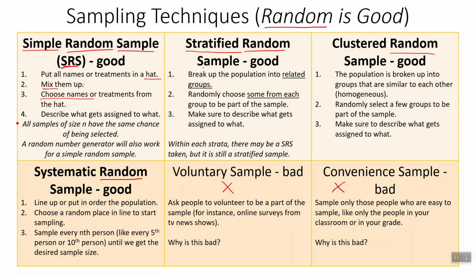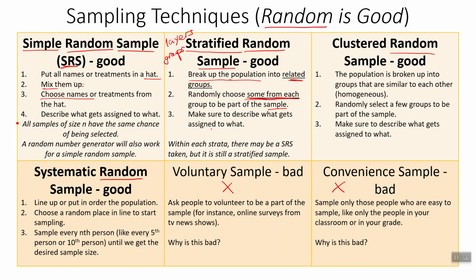Stratified random samples. So stratified means layers. All right, so layers or groups. What happens is we break the population up into groups that are somehow related to each other, like all the men in one group, all the women in another group. And then we randomly choose some from each group. All right? And that becomes our sample. So if we pick like 10 men, 10 women, that would be some from each group.